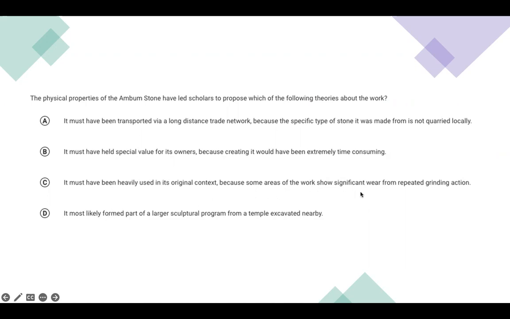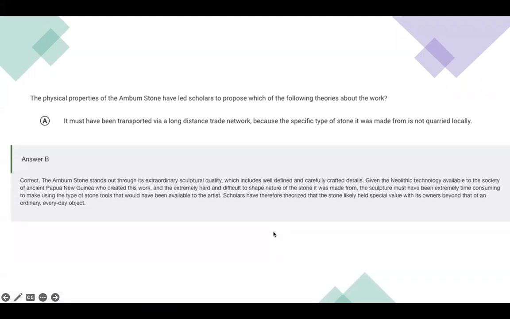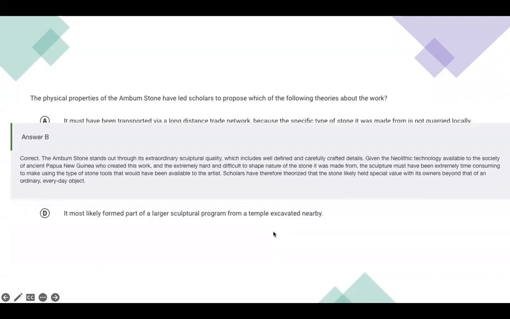Because some areas of the work show significant wear from repeated grinding action, and it most likely formed a part of a larger sculptural program from a temple excavated nearby. Definitely not D. We could rule that one out. B is correct. The Ambum Stone stands out through its extraordinary sculptural quality, which includes well-defined and carefully crafted details.